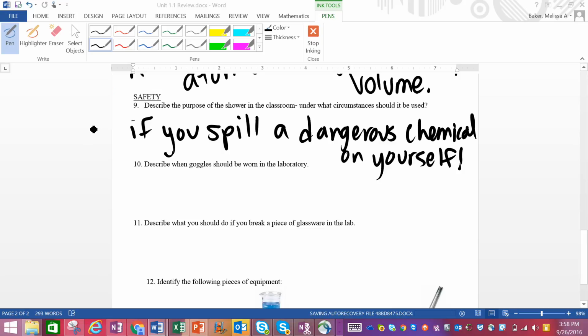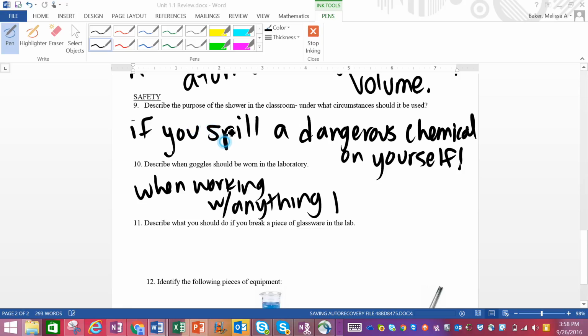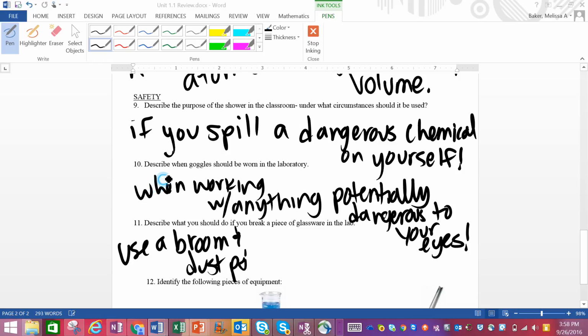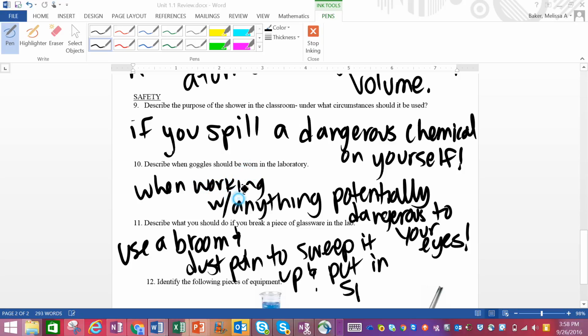When should you wear goggles? When working with anything potentially dangerous to your eyes. What should you do if you break a piece of glass in this lab? Use a broom and dustpan to sweep it up, and put it in the special broken glass container.